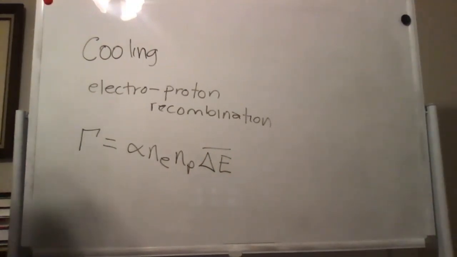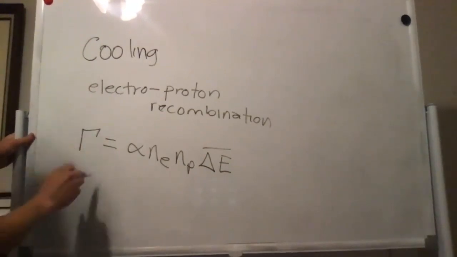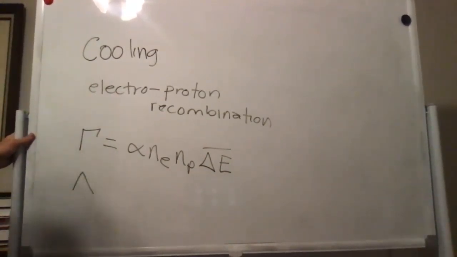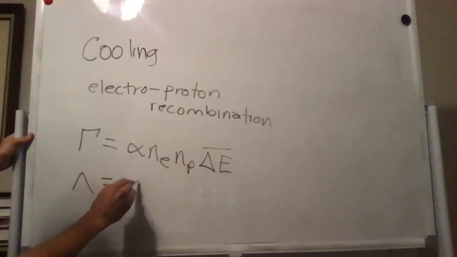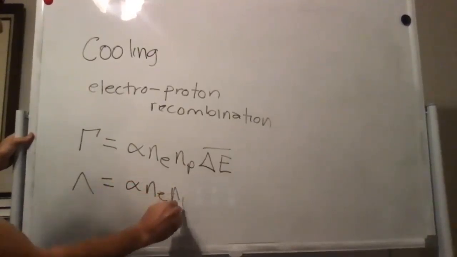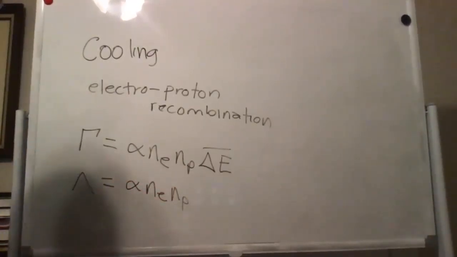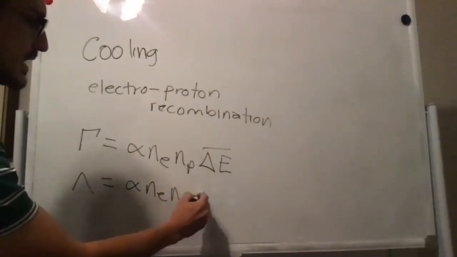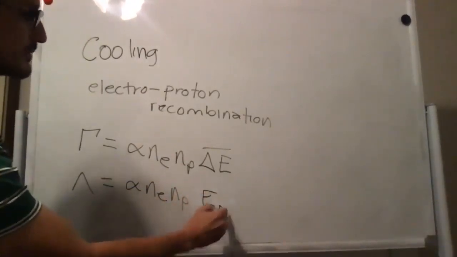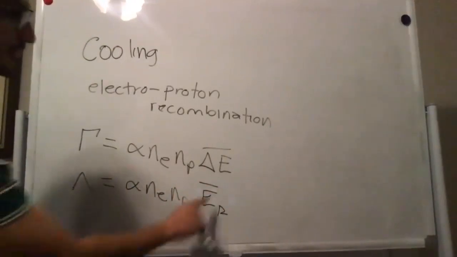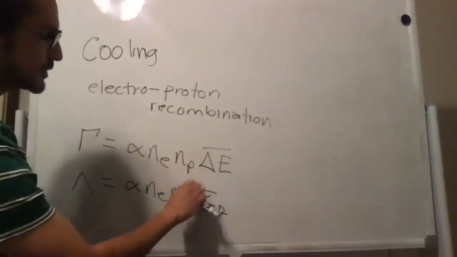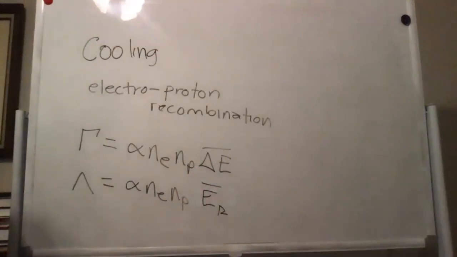If they are in thermodynamic equilibrium, this is the heating function, and the cooling function is lambda. Then you'll need the same thing: it will also be proportional to the densities of protons and electrons. And here you'll have the recombination energy. I guess this is not average, that is average.